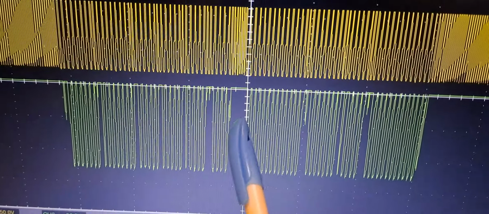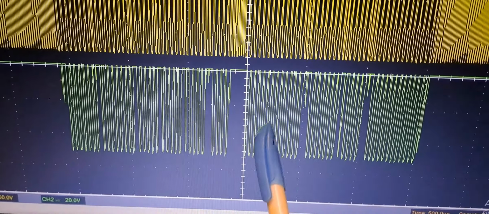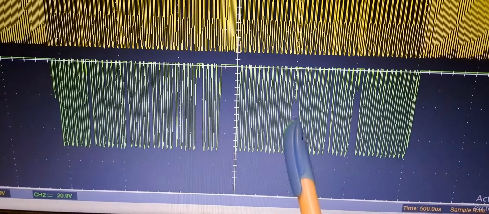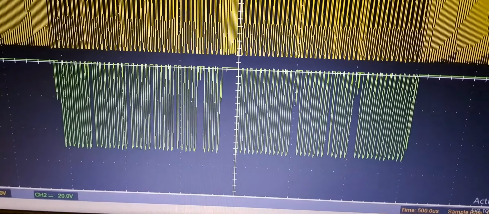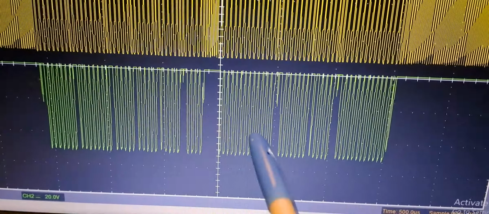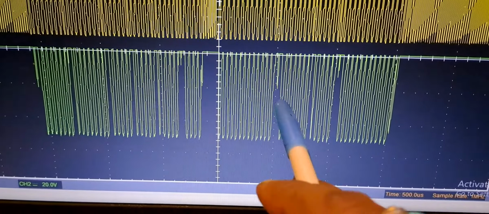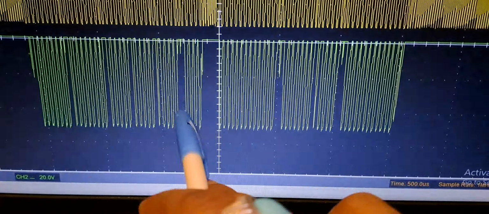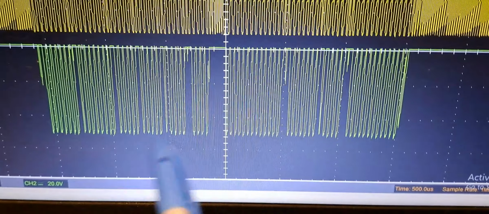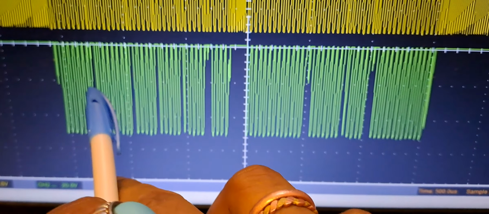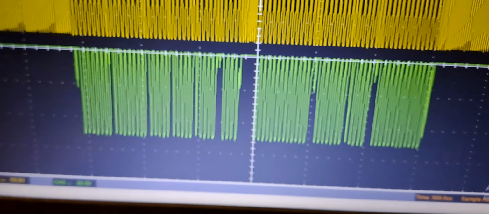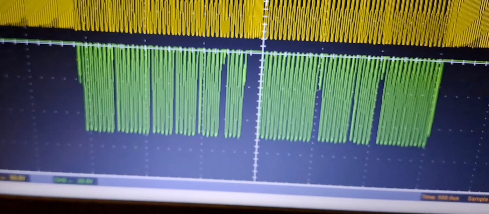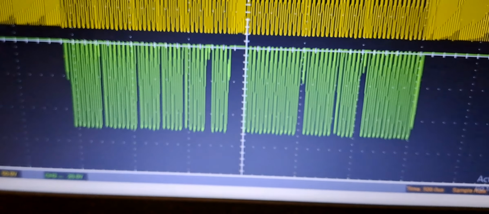After the demodulator, you can see it has only one frequency. It is a single frequency, and wherever there is a logic 1, we are having a space here. So wherever there are spaces, it means there is a logic 1. You can see here there is a logic 1, here there is a logic 1. Like this, the final demodulator output is obtained.